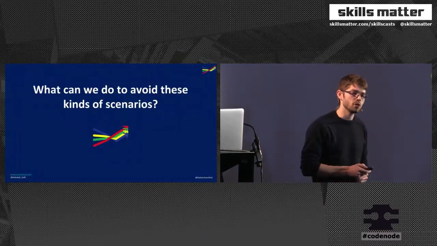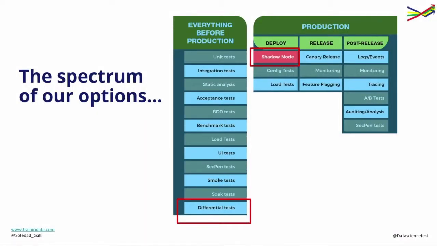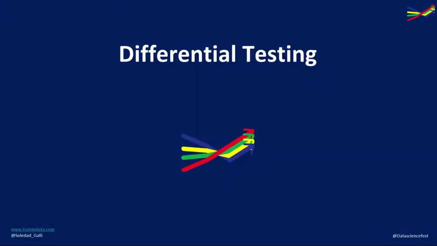So what can we do to avoid a scenario like that? We have a spectrum of options. To begin, let's look at everything before production. Here we have a host of the usual suspects, different testing techniques: unit tests, integration tests, acceptance tests, BDD tests. Hopefully, a lot of these are familiar and being used in your companies. But there's a more exotic sort of test called differential testing that I want to spend a bit of time showing you. Differential testing, also known as back-to-back testing.